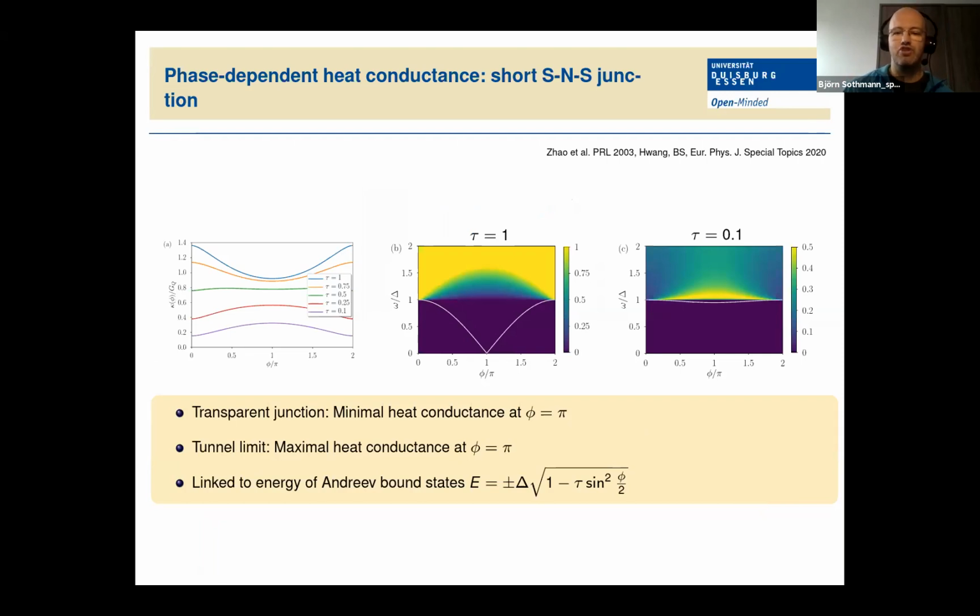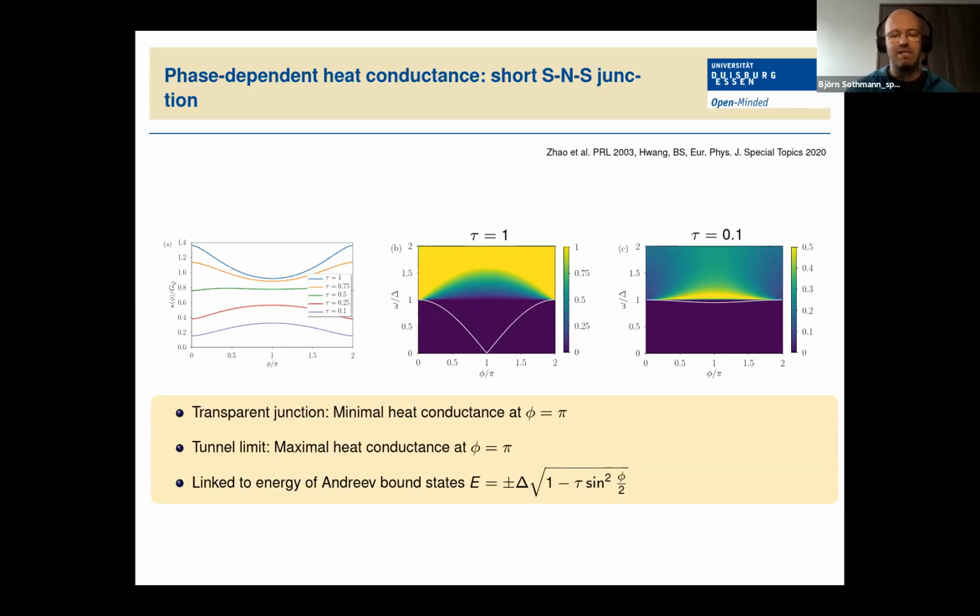So we consider a short superconductor normal metal junction now. What I've calculated and plotted here is the phase-dependent thermal conductance, and the different curves correspond to different transparencies of the junction in the normal conducting state. So up here in blue, we have a completely transparent interface between the superconductors, and down here, the purple curve corresponds to the tunneling limit. And what you see is that as we go from the transparent case to the tunneling limit, the phase dependence changes qualitatively from having a minimum at phase difference pi to having a maximum at phase difference pi.